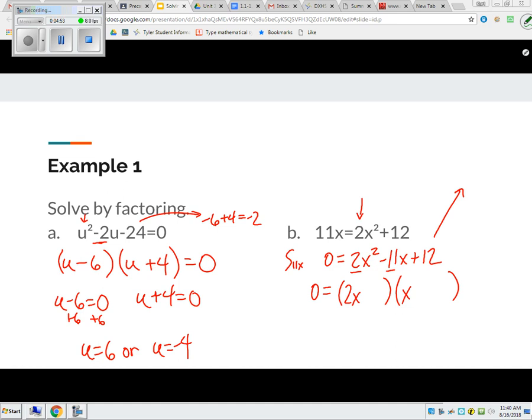I see that there's a negative sign in front of this 11. So I'm willing to bet I need two negative factors of positive 12. So I'm going to purposely miss this one up front. I'm going to say, well, I like -2 and -6. So whenever I plug in -2 and -6 right here, I have to now go through and check my answer.